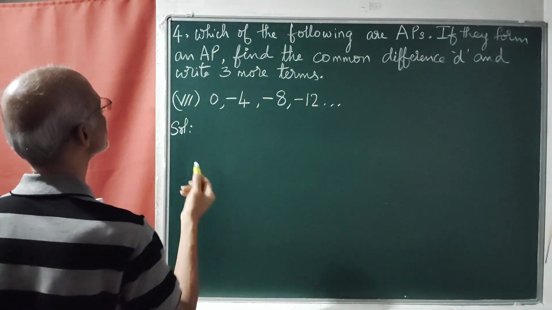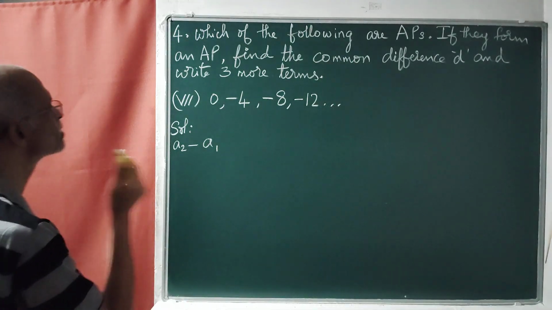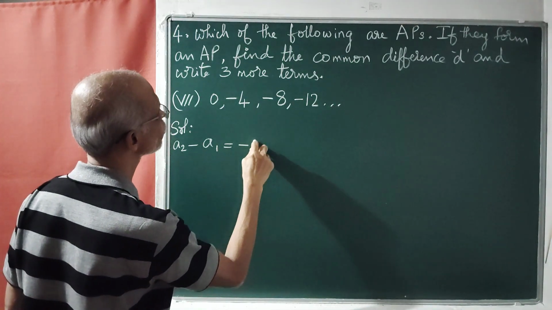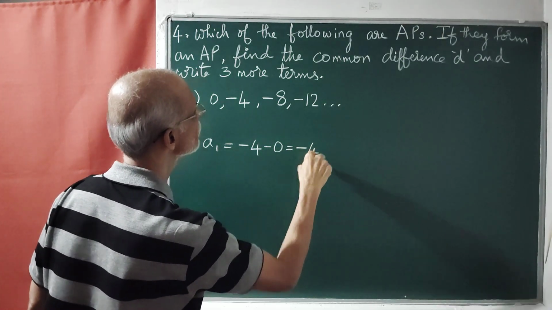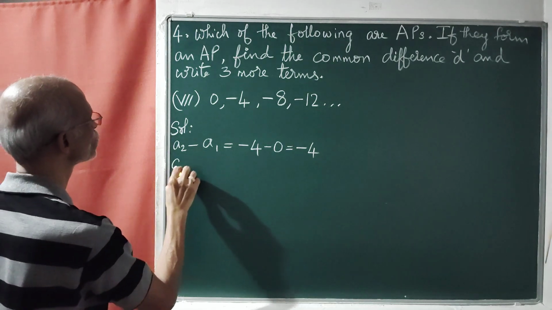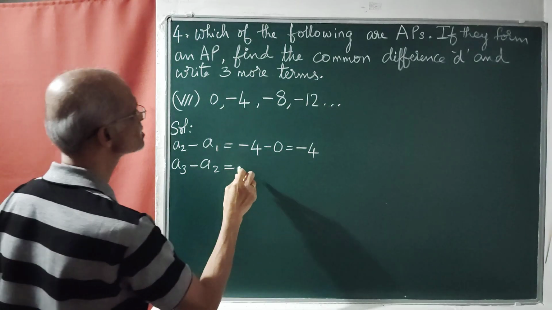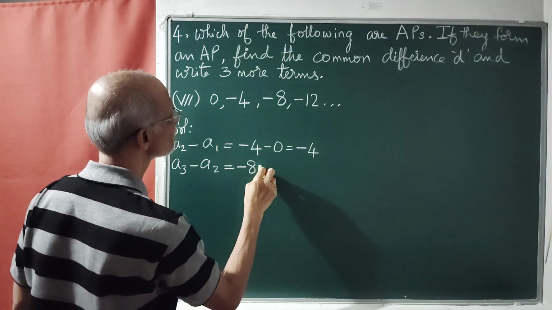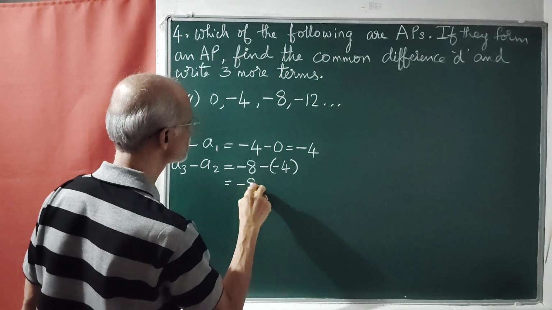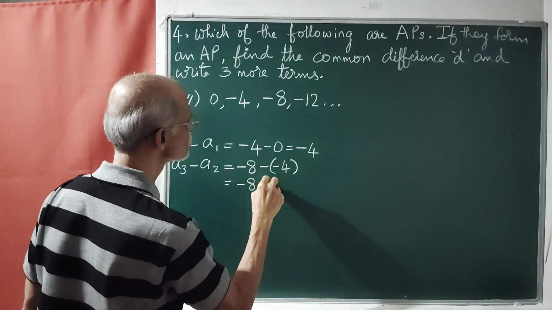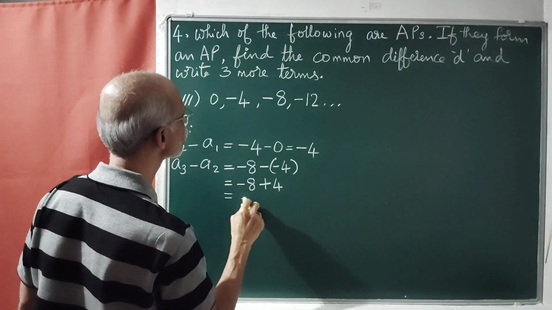So A2 minus A1. A2 is minus 4. Minus 4 minus 0, I get minus 4. A3 minus A2. A3 is minus 8. Minus of minus 4. So what I get? Minus 8. Minus into minus is plus. So plus 4. I get minus 4.